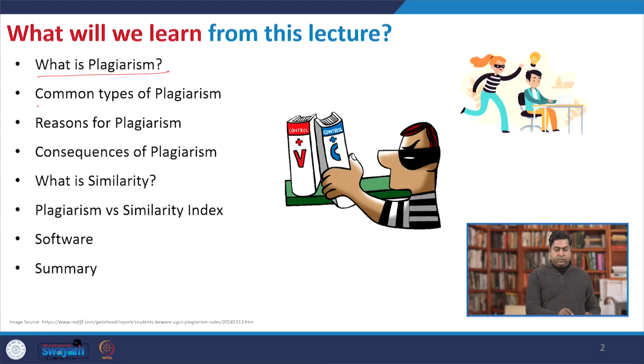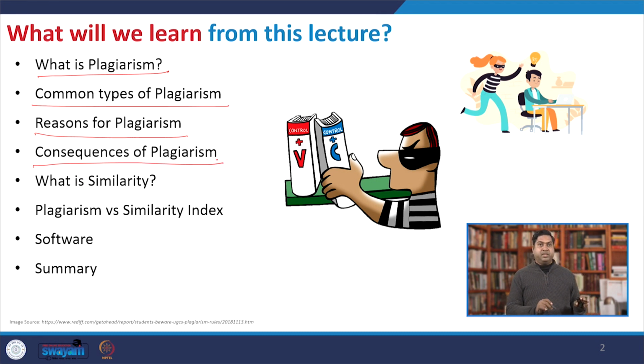In this presentation we'll try to understand what plagiarism is, the common types of plagiarism, and the reasons for plagiarism. This is also very important: why people get involved in this. We have to understand the consequences, so that we never think about making such an error. Then we also discuss similarity, the difference between plagiarism and similarity, and the software as well.